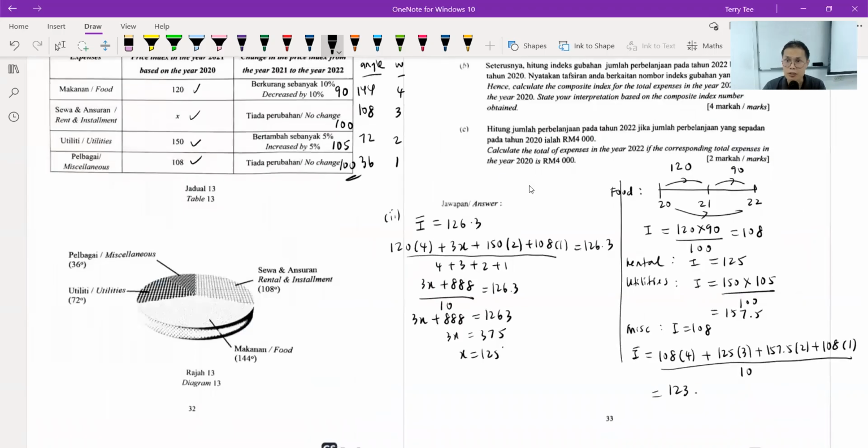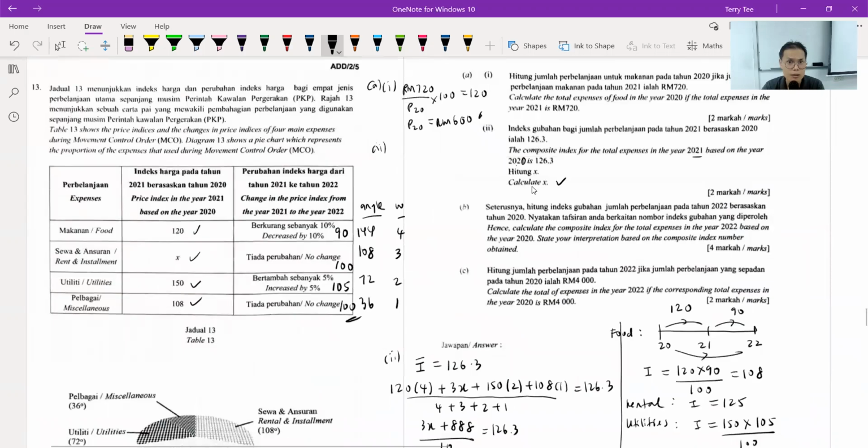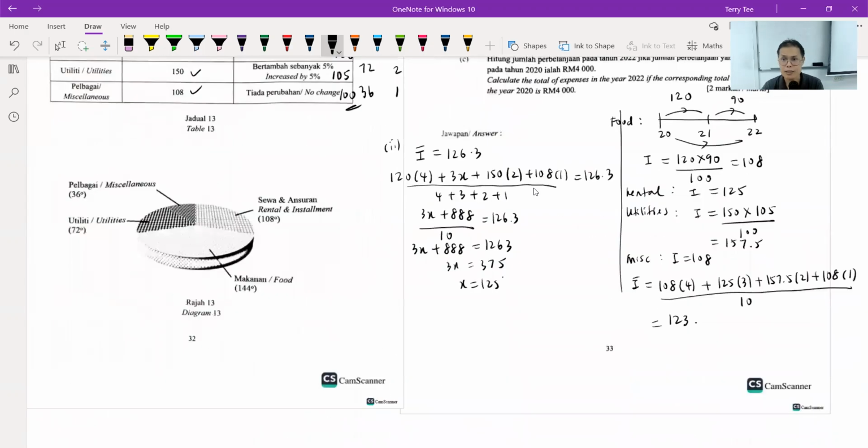So how can we give the interpretation? The question says to state the interpretation based on the composite index. Remember, your composite index represents overall expenses. So we say the overall expenses have increased by 23%. Yes, that's the interpretation.